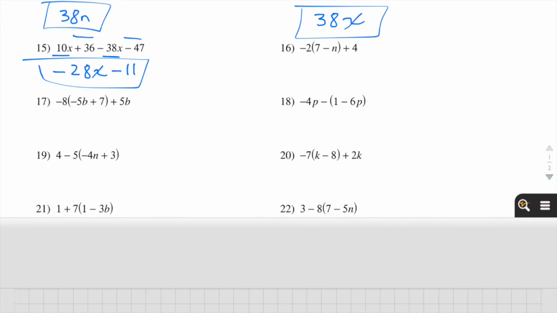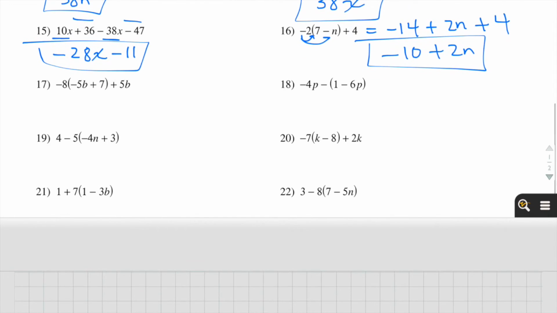Number 16, we have negative 2, parentheses, 7 minus n plus 4. So what we're going to do on this is distribute this negative 2 to each of these. So we get negative 2 times 7 is negative 14. Let me actually go ahead and write it right here. We get negative 14 plus 2n plus 4. So go ahead and combine like terms. Negative 14 plus 4, we get negative 10 plus that 2n because there's no other like it.